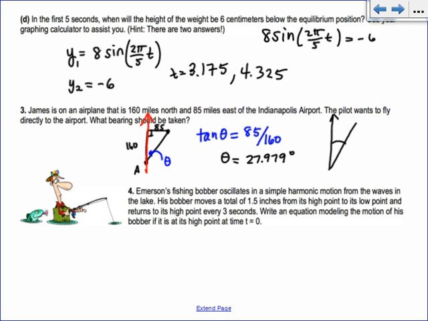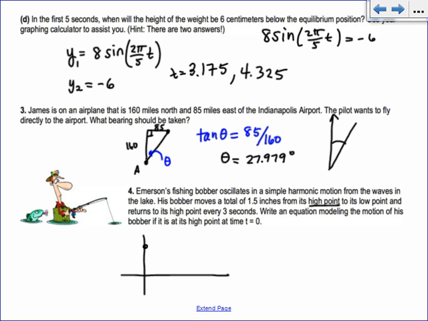Okay? All right. And then Emerson. So Emerson's fishing bobber oscillates in a simple harmonic motion from the waves in the lake. His bobber moves a total of 1.5 inches from its high point to its low point, and then returns to its high point every 3 seconds. So we're starting out at its high point. So what does that tell us when we start at the high point? Yeah, we're doing cosine, right?